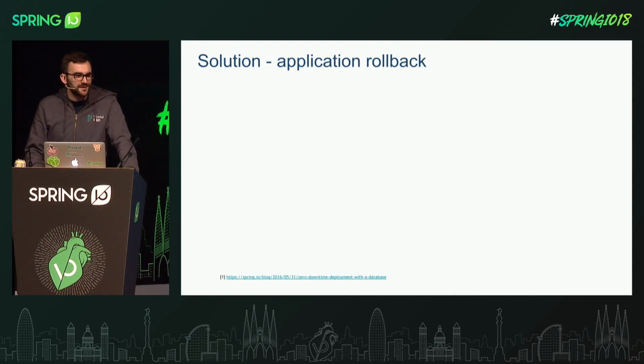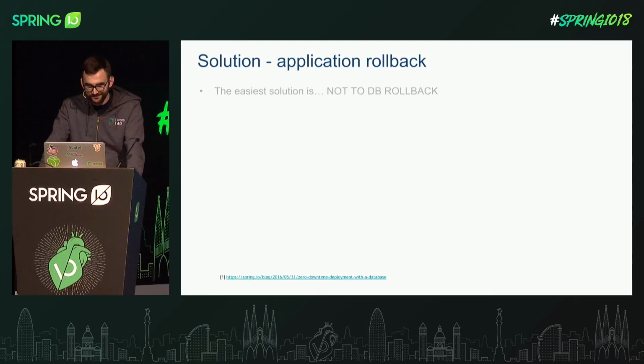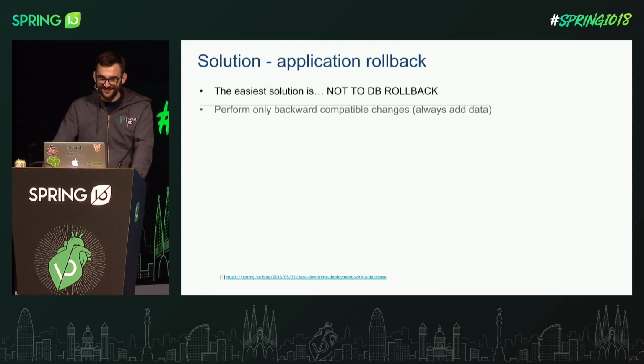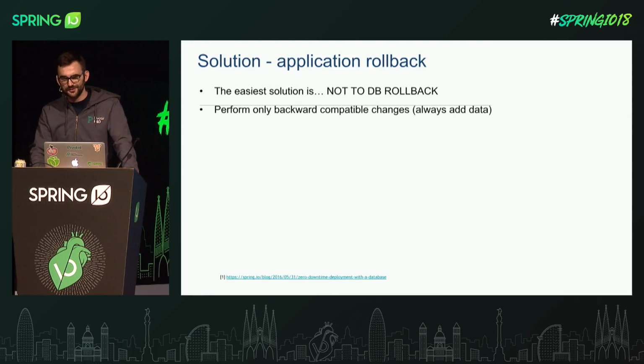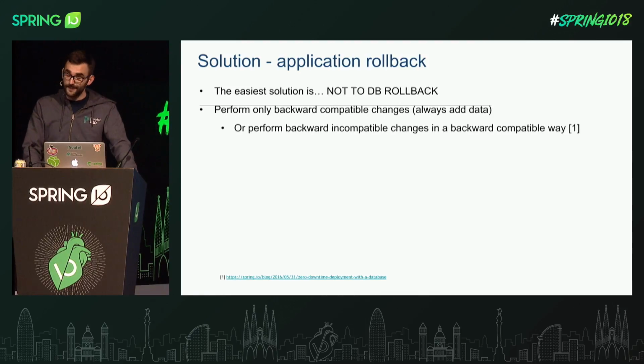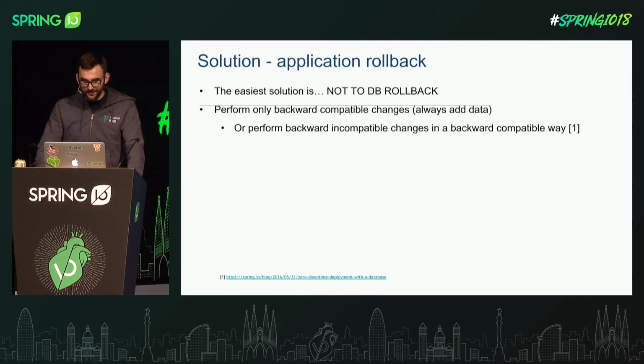So rolling back the database is problematic, right? So let's not do it. Captain Obvious solution: whatever's problematic, don't do it. So what we can do is try to verify that we are always doing backward compatible changes, or we're performing, now it's a tongue twister, backward incompatible changes in a backward compatible way.